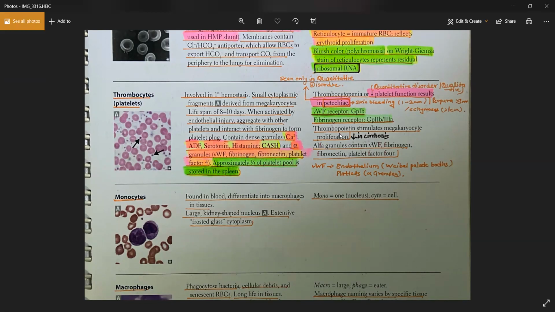Whenever you give the patient thrombopoietin, they will have the stimulus. It will stimulate the proliferation of the megakaryocytes, so you can have more platelets, right? And that's all about the platelets. Any doubt?